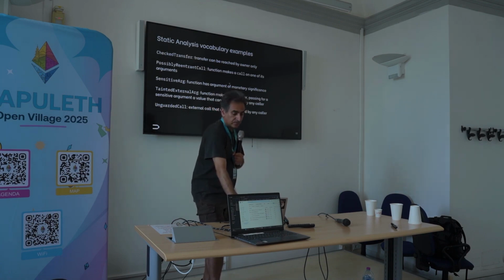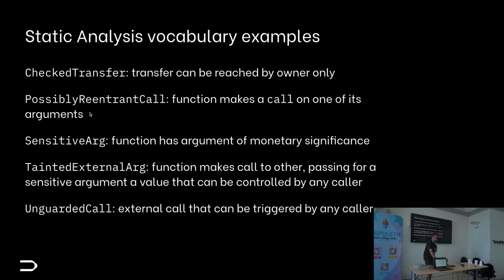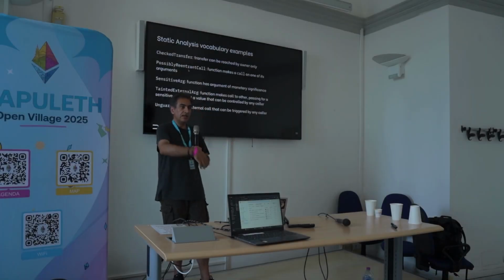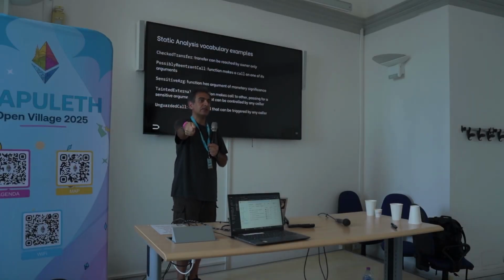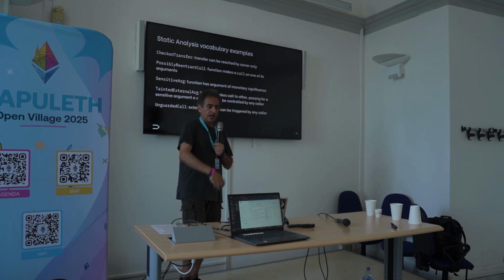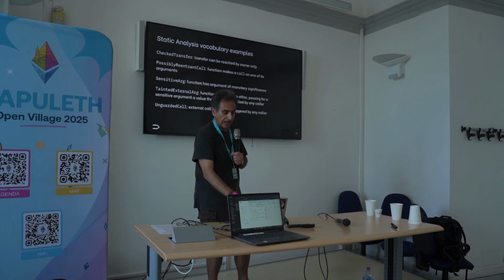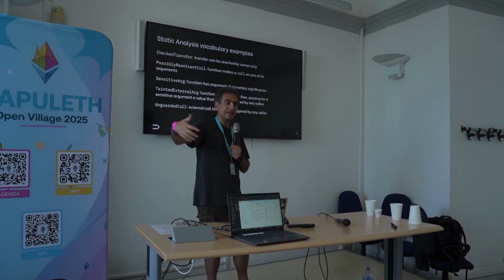Possibly reentrant call. It's a table in the database. It's actually a sub-table. It's part of a big table called proto-vulnerabilities. These are the building blocks. It tells you that the function makes a call on one of its arguments. For instance, it's going to tell you function foo takes 3 arguments, and it makes an external call on the second one. You can use this as a building block for detecting reentrances as they happen. And all sorts of other things: sensitive arguments, both on the caller and making calls with sensitive arguments, unguarded external calls, and many tens more building blocks.